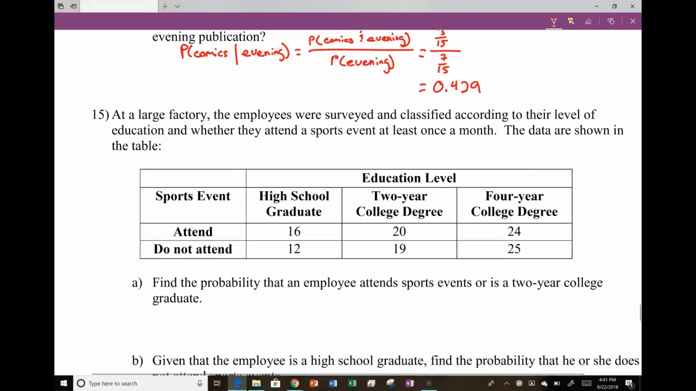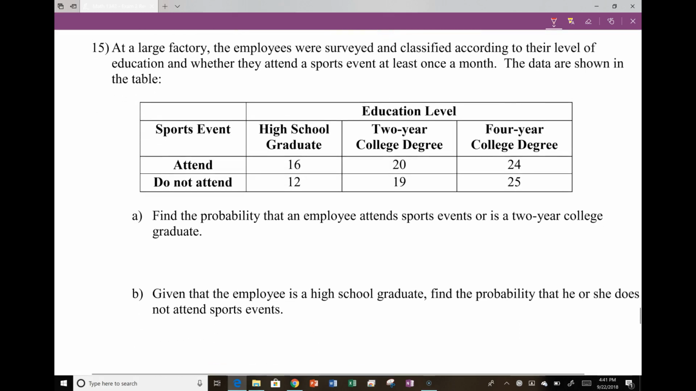Let's look at another example with a contingency table. At a large factory, the employees were surveyed and classified according to their level of education and whether they attended a sports event at least once a month. The data is shown below. So I see this contingency table, but again, I do not see totals. So I'm going to take a moment and I'm going to add all of these up so that I can get some totals to look at.